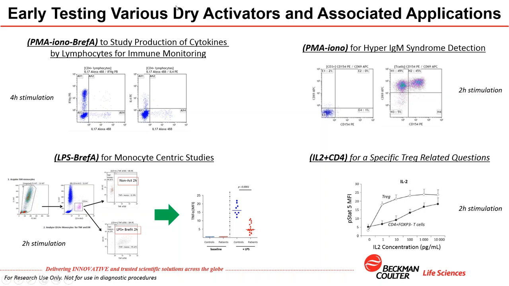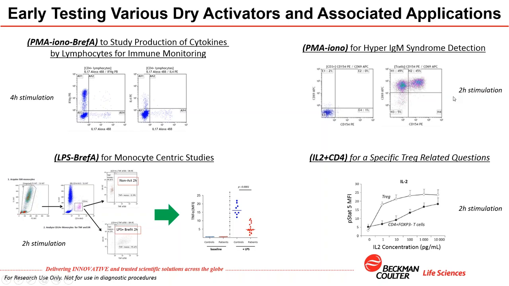On the top left of the screen, you can see a simple example where an activator constituted by PMA, ionomycin, and Brefeldin A has been used to study the cytokine production and thus the Th1, Th2, Th17 balance, by looking at the cytokine production at the cell level. The cytokines being followed in that case were interferon gamma, IL-17, and IL-4.